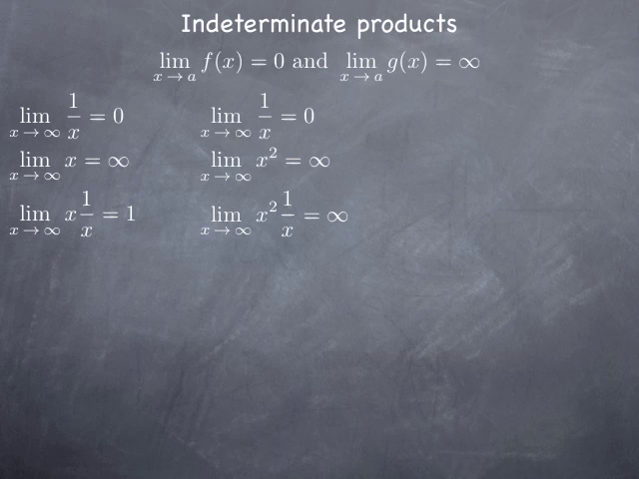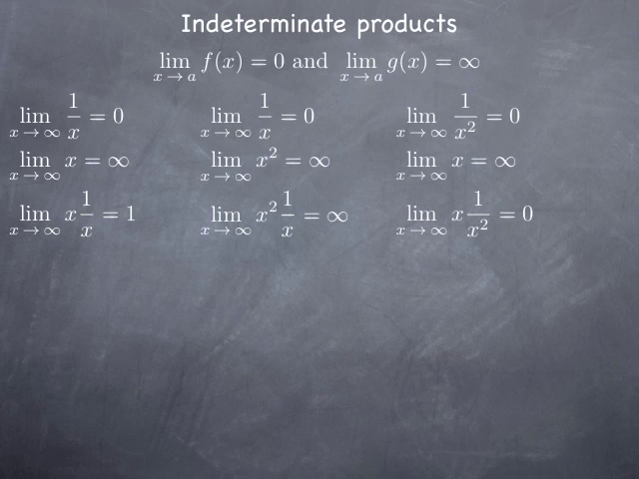I could also get infinity, because we could keep the same situation for f. f is 1 over x and goes to 0 at infinity. And for g, let's take x squared, which of course goes to infinity. When we multiply f and g, we get x squared times 1 over x. That's x, and its limit at infinity is infinity.